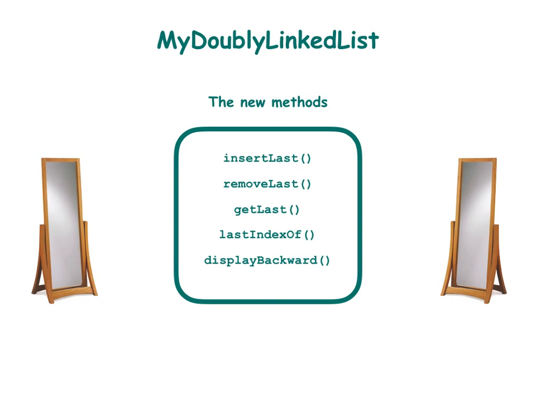Then, as for the new methods, again, no need to illustrate these because they are simply mirror methods of methods we've already implemented. Insert last is a mirror method of insert first. Remove last is a mirror method of remove first, so on and so forth. And what I mean by that is, to implement insert last, simply take the code you wrote for insert first, copy and paste it into the definition for insert last, and then swap head with tail. Everywhere you wrote head before, put tail there. And everywhere you put tail before, put head there. Then do the same thing for remove last, get last, last index of, and display backward.